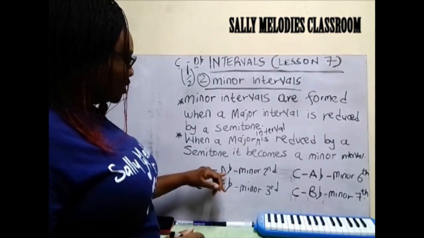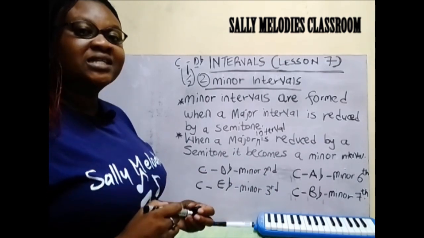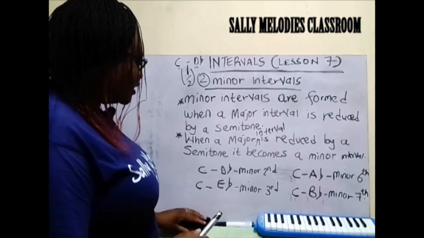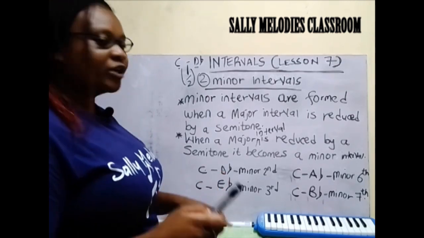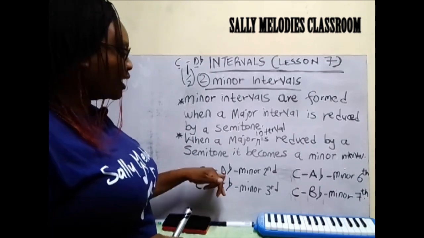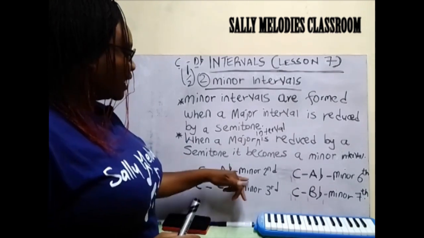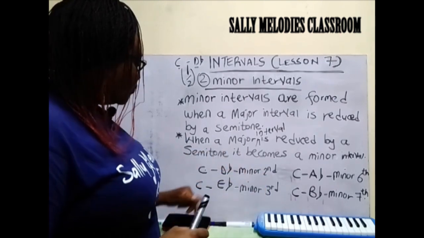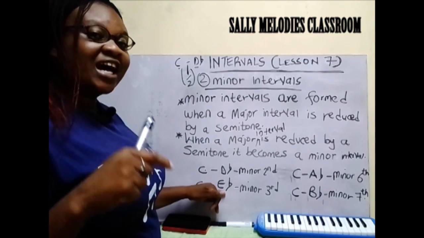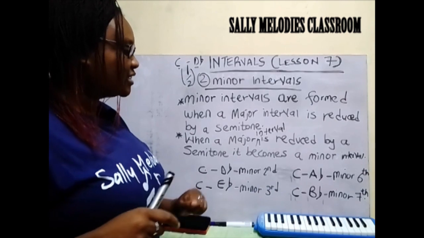So from C to D flat, it is a minor second. It is no longer a major second because we have already reduced the distance by a semitone. It is no longer a D, but it is a D flat. So it becomes a minor second. From C to E, it was a major third. Now when we lower the E, it becomes a minor third.